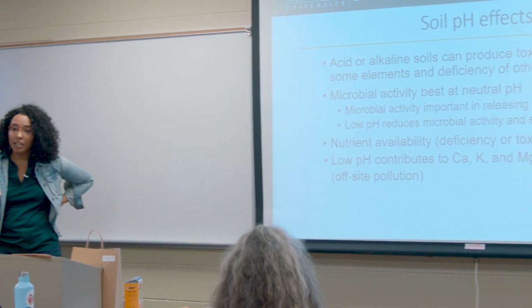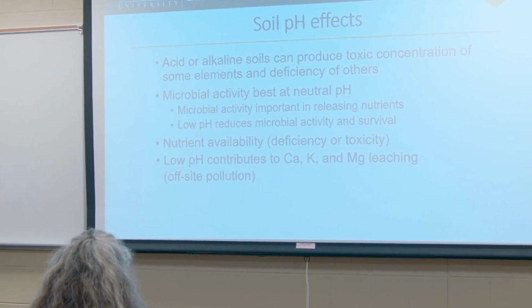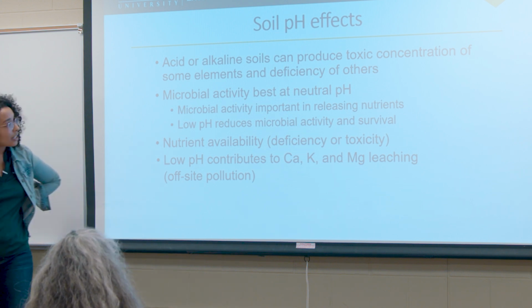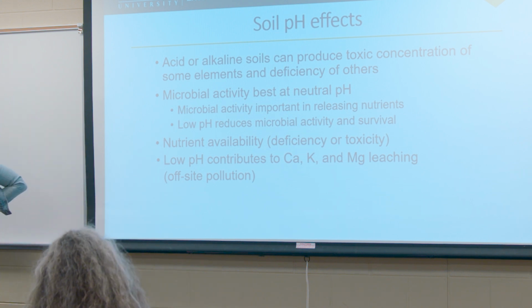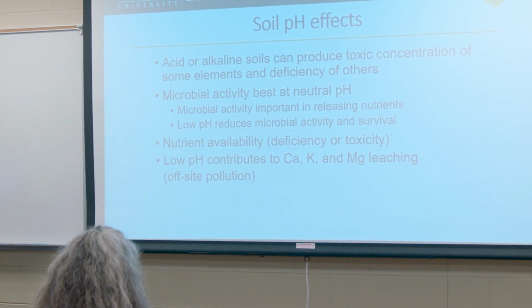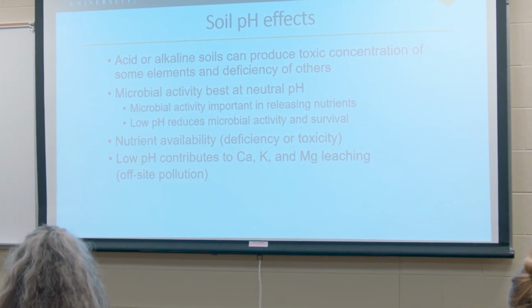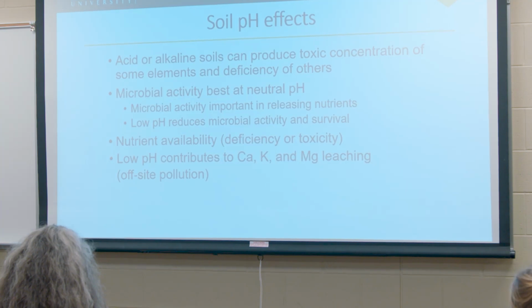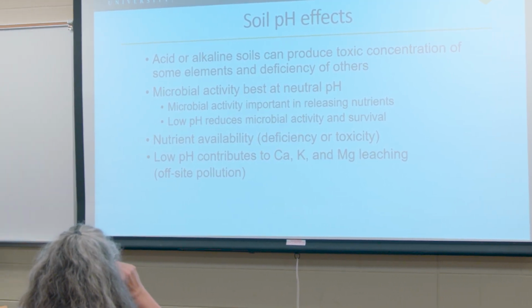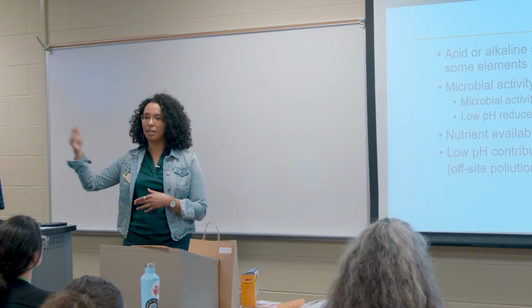Okay, so pH influences a lot of how other chemicals behave. It influences a lot of how plants behave as well. So more acid or alkaline soils, that means soils that have a lower pH or a higher pH, can produce toxic concentrations of some elements and deficiency of other elements. So knowing the pH of our soil is also going to be important in how we apply nutrients and what our expectations are. If you're applying something and it's not working and your plant is still deficient, maybe it's something with your pH that's not making that nutrient available to your plant.